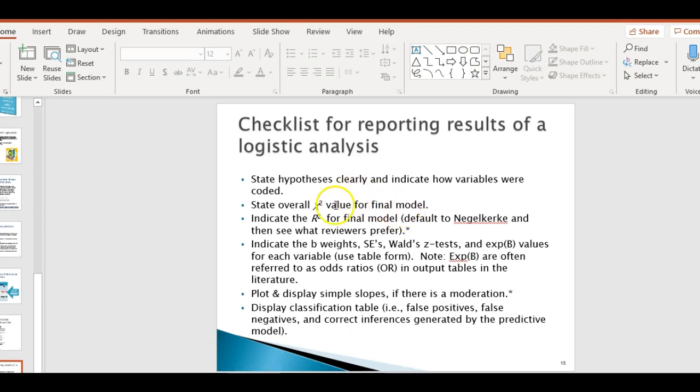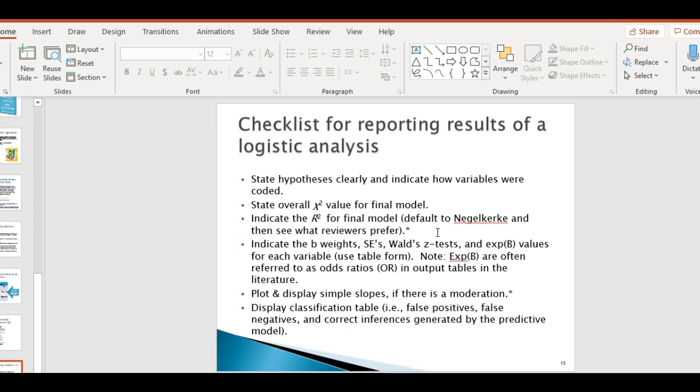State the overall chi-square value for the final model and for interim models as well, I would say. So make sure that those are reported. Indicate the R-square for the final model that we do. I default to Nagelkerke, but other reviewers may have different opinions about which one to include.